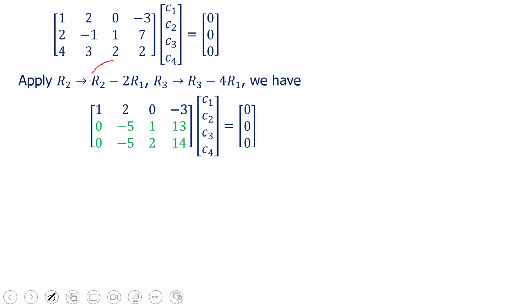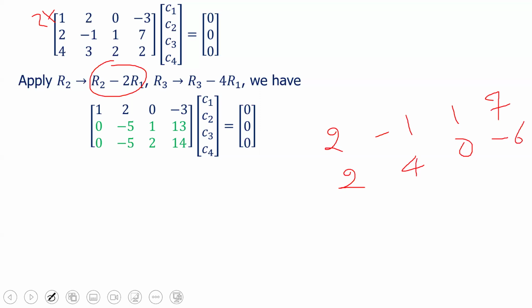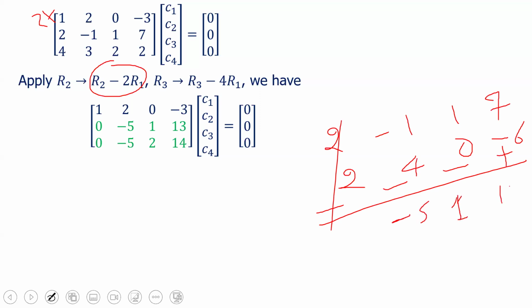We first apply the operation on R2. R2 is 2, -1, 1, 7. We have to multiply R1 by 2. So 2 into 1 is 2, 2 into 2 is 4, 2 into 0 is 0, 2 into -3 is -6. Subtracting, minus, minus, plus, this gives 0, -5, 1, and 13. Just look here: 0, -5, 1, and 13. This is the same value.